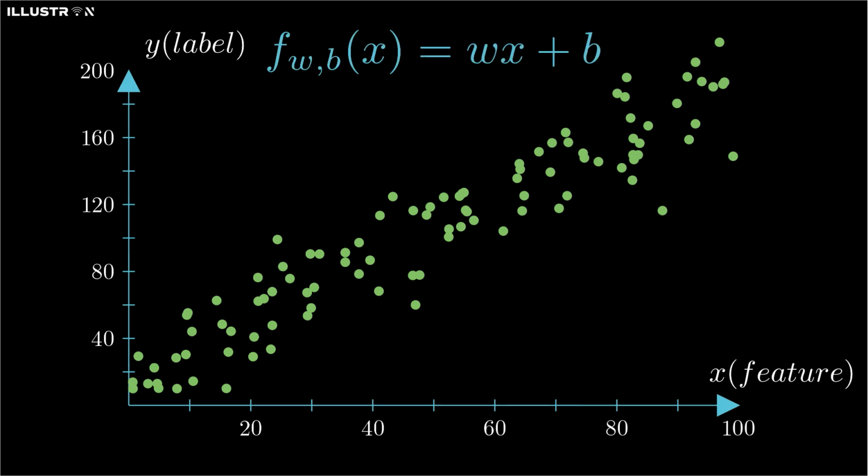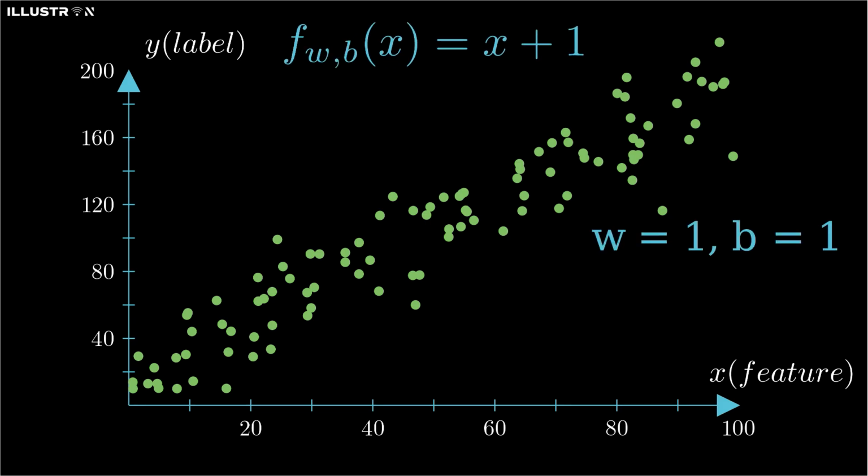Remember this equation that represents the model, where W is the weight and B is the bias. Initially, we can assign some starting values to these parameters. Here, we've set W to 1 and B to 1. Based on these values, the model generates a best fit line with a slope of 1 and y-intercept of 1, shown in white, through the data points.